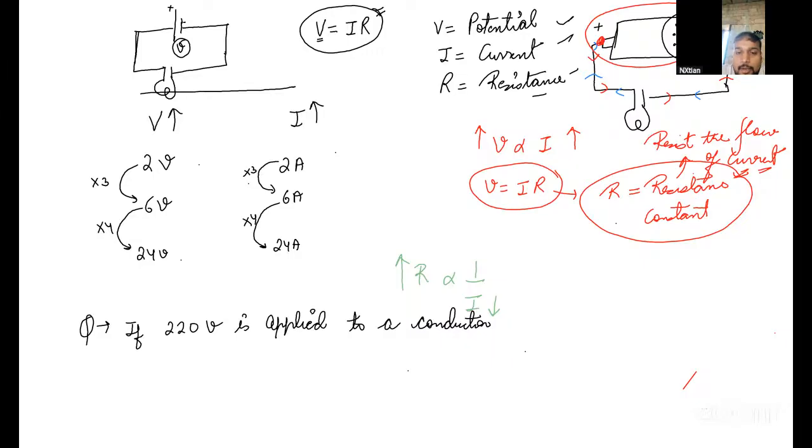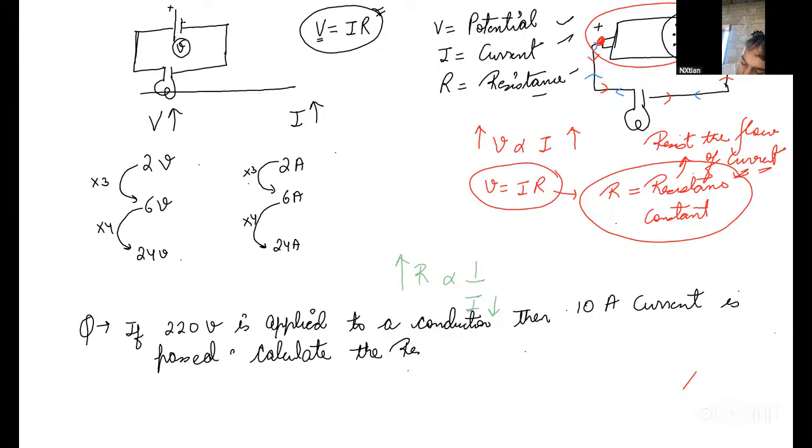Okay, let me write it down. If 220 volt is applied to a conductor, then 10 ampere current is passed. Calculate the resistance of the circuit. Now, everyone, please pay attention.